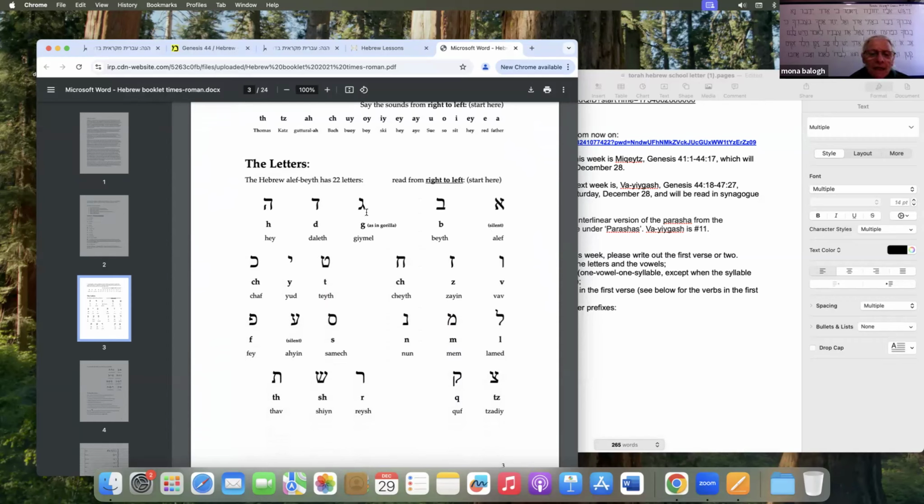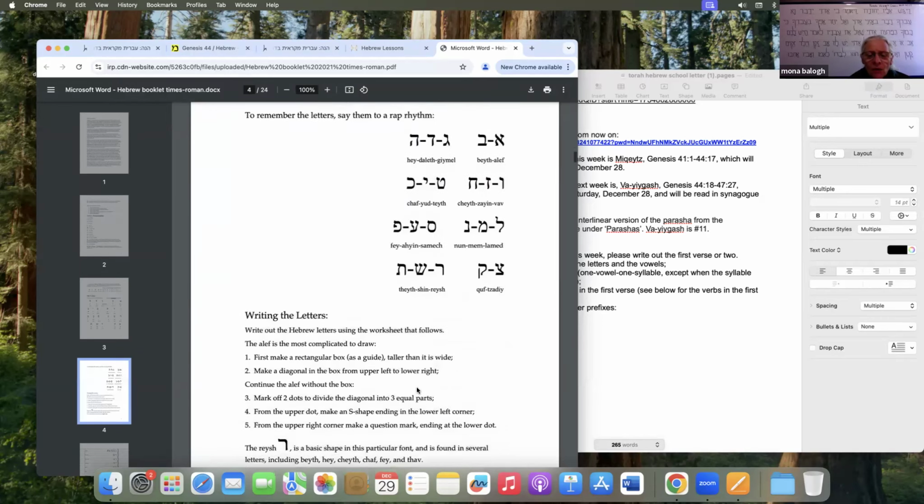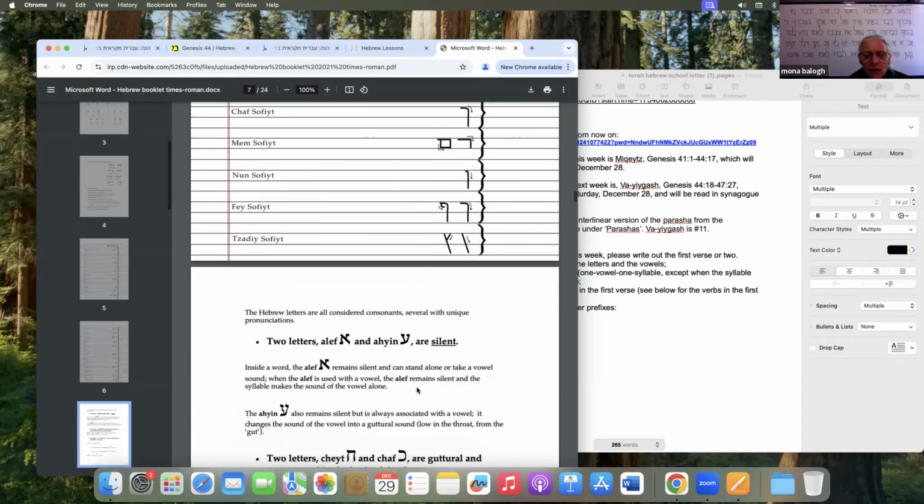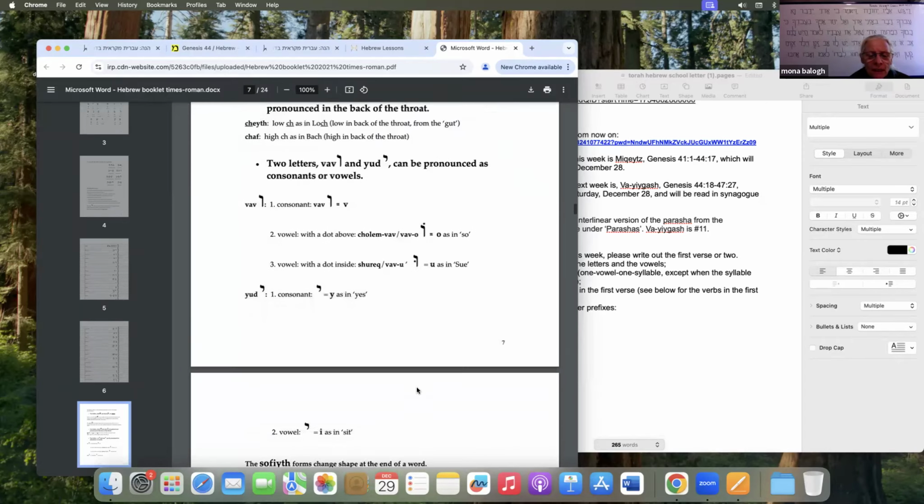Aleph, Beit, Gimel, Dalet, Hey, Vav, Zayin, Chet, Tet, Yud, Chaf, Lamed, Mem, Nun, Samech, Ayin, Fe, Tzadi, Kuf, Resh, Shin, Tav. And as you know, you can write the letters out. I encourage you to go ahead and do that on your own, please.